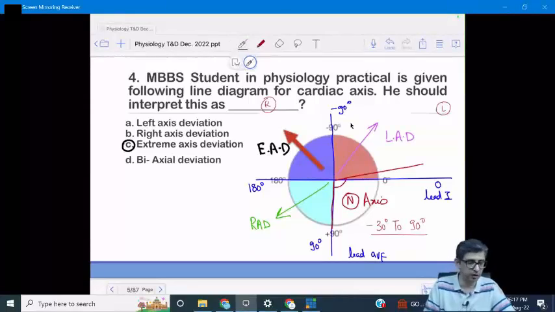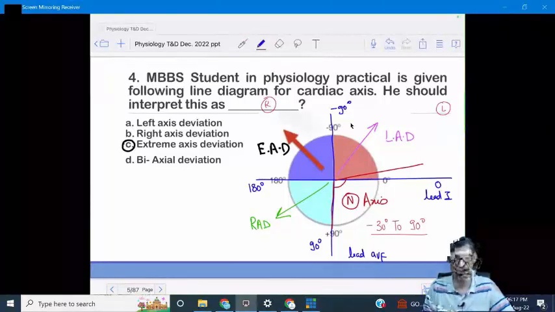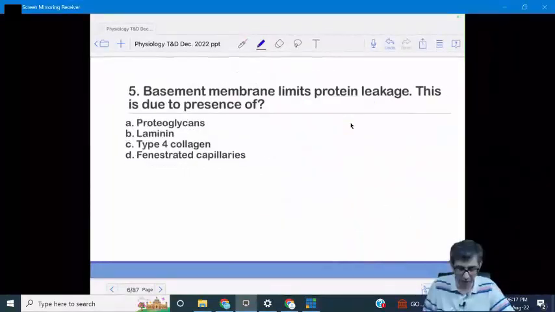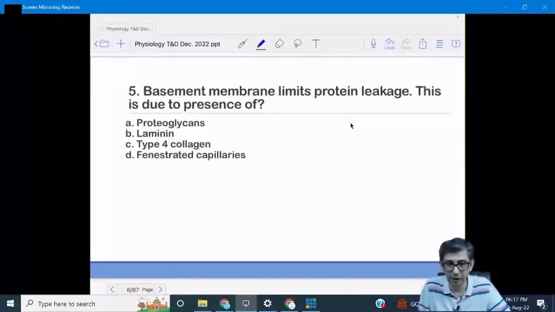If you got it correct, fine. And in case you got it wrong, then it should not have happened. This being a repeat question, not getting any repeats right is, I would say, not a very good sign. Okay, moving to question number 5. The basement membrane of the kidney limits protein leakage.